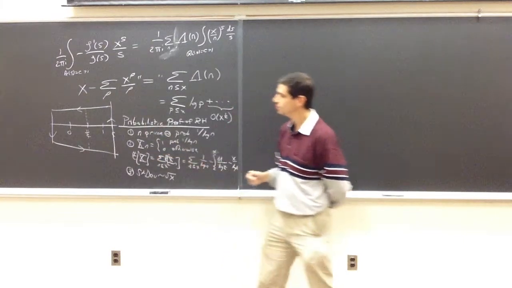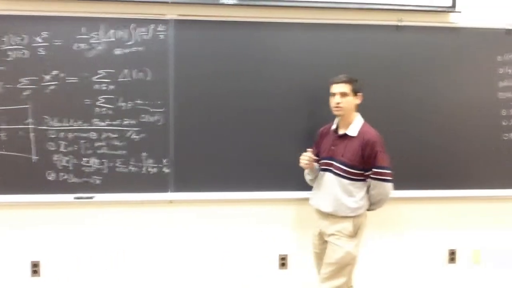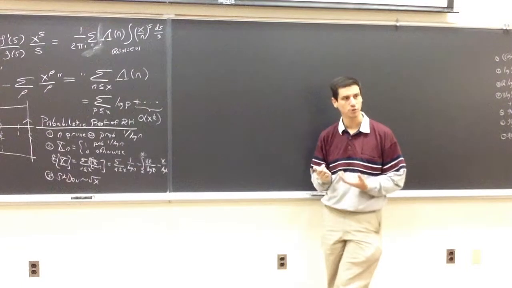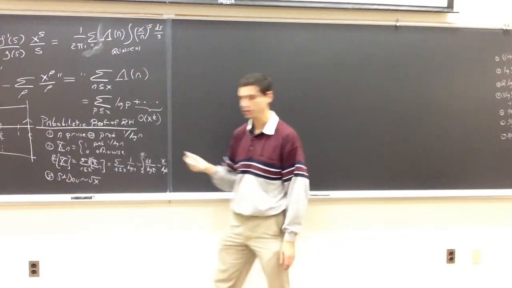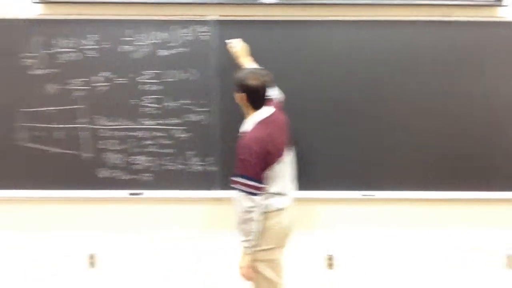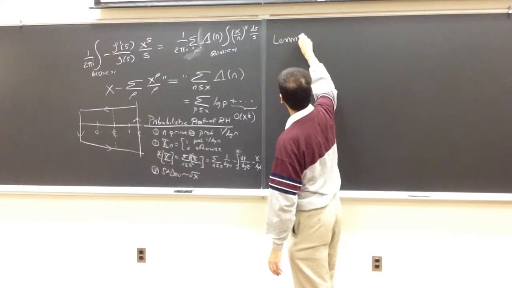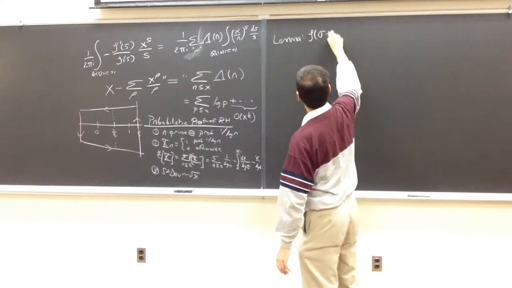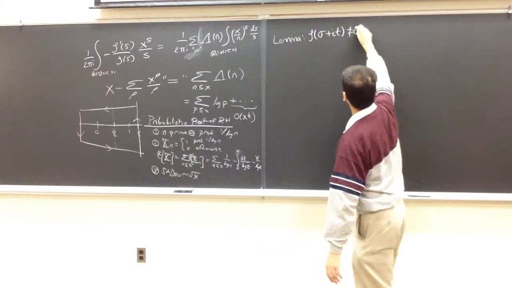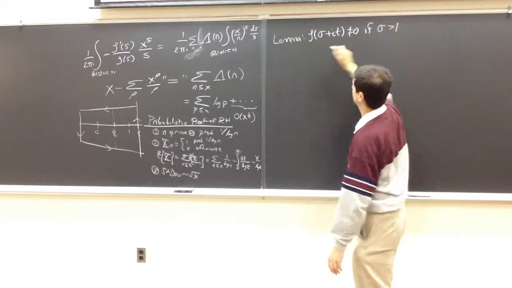So I'm going to quickly review the proof that the Riemann zeta function does not vanish when the real part of s is greater than 1. And then we'll go to the real part of s equals 1. So, lemma: zeta of sigma plus it does not equal 0 if sigma is greater than 1.